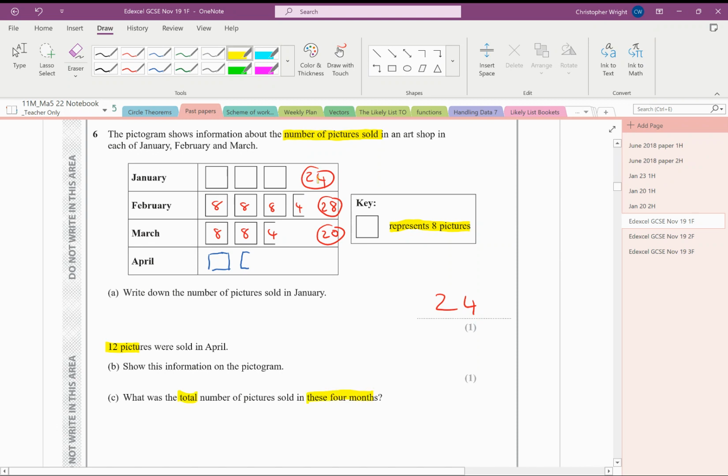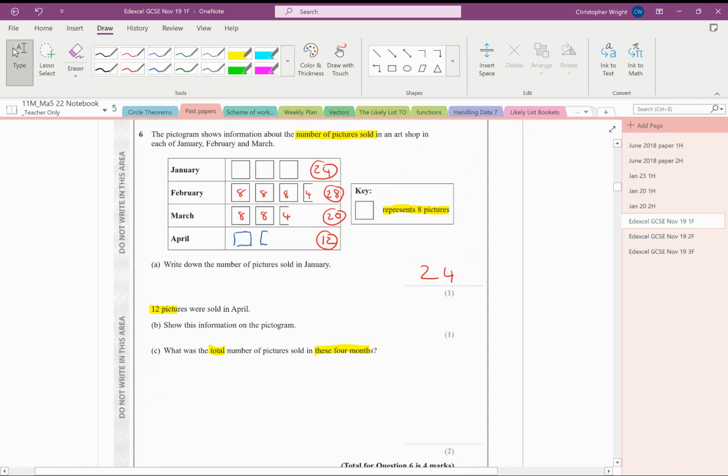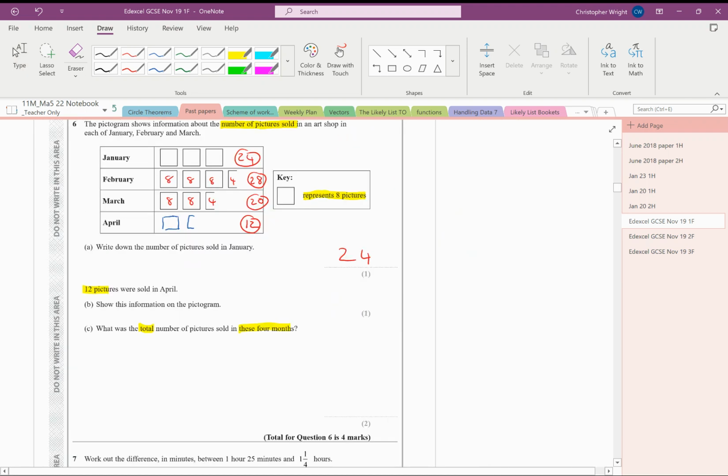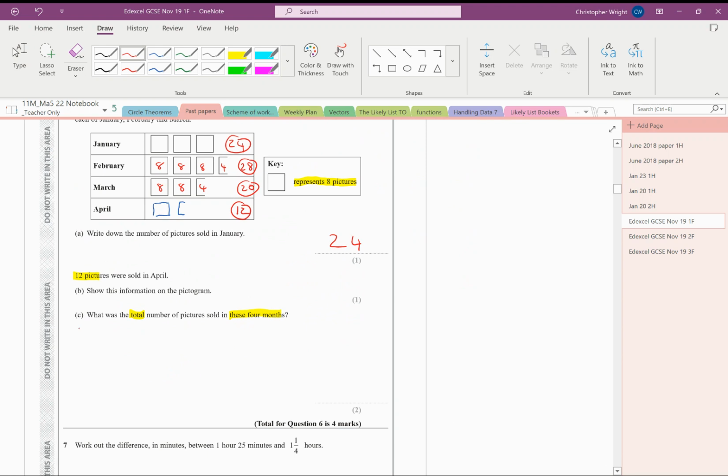Okay, what was the total number of pictures sold in these 4 months? Let's have a look. I've got 24, 28, and 20, and then another 12 here, haven't I? So I'm going to have to do 24, 28, 20, and 12. 4 and 8 is 12, plus 2 is 14. 2, 4, 6, 8. 84 is my answer.